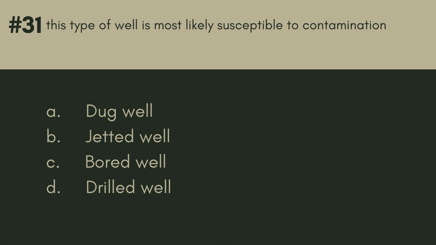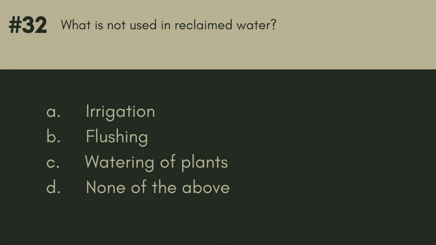Question 31. This type of well is most likely susceptible to contamination. A. Dug well. B. Jetted well. C. Bored well. D. Drilled well. The answer? It's a dug well. Dug well. This type of well is most likely susceptible to contamination. Dug well.